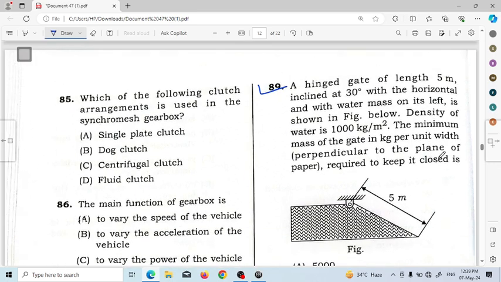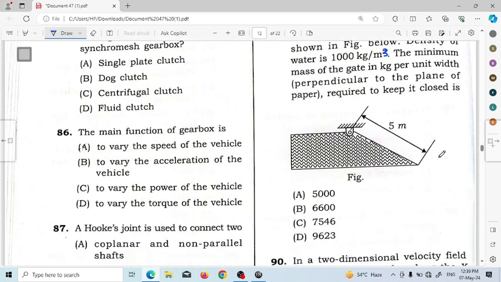A hinge gate of length 5 meter inclined at 30 degree with horizontal and the water mass on its left side, and the density of the water is 1000 kg per meter cube, and the minimum mass of the gate in kg per unit width perpendicular to the plane of paper required to keep it closed. So let's solve this question.